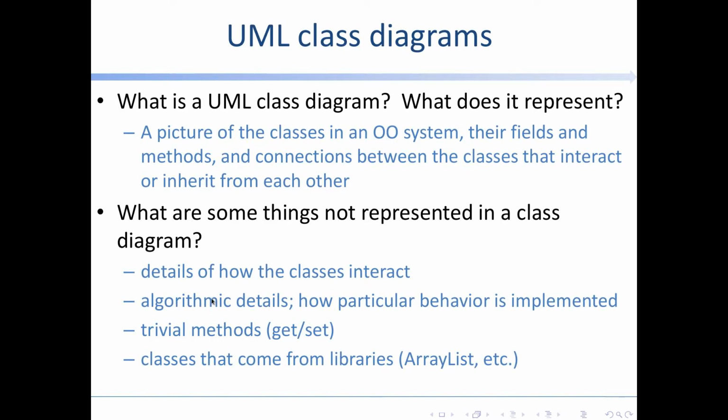The other thing that's missing is the algorithms. You don't know how those functions are implemented. You have the names of the functions and some description, but you don't know how they're done. Also, you're not supposed to show trivial methods like get and set methods in class diagrams. The classes that we know exist, like standard Java libraries, we don't want to put in these diagrams, to make the diagram simpler.